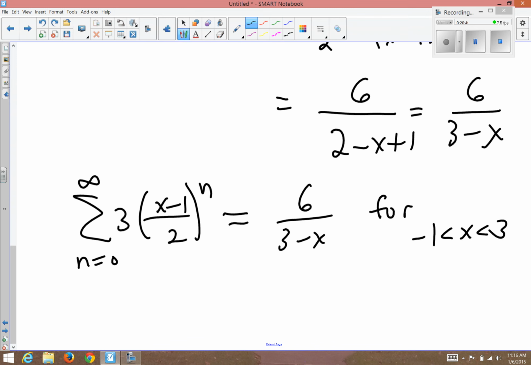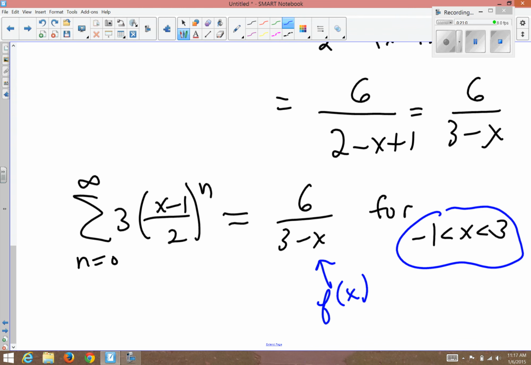I think that's all exercise 24 is asking for. Find the interval of convergence. We did that. And the function of x represented by the geometric series. That's the function of x represented by the infinite series.